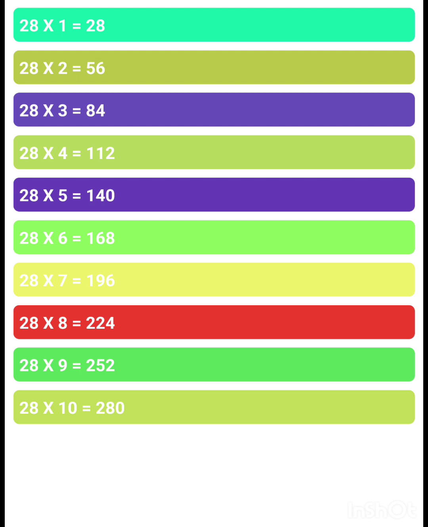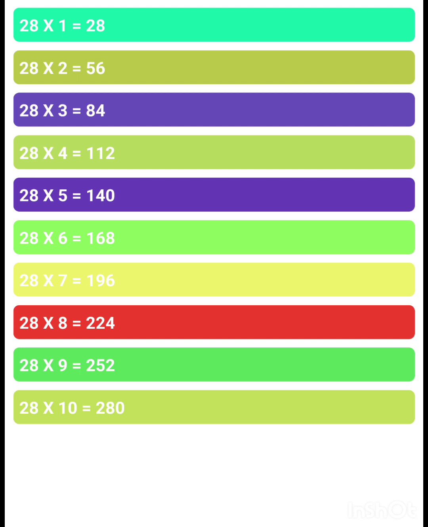Table for 28. 28 ones are 28. 28 twos are 56. 28 threes are 84. 28 fours are 112. 28 fives are 140.